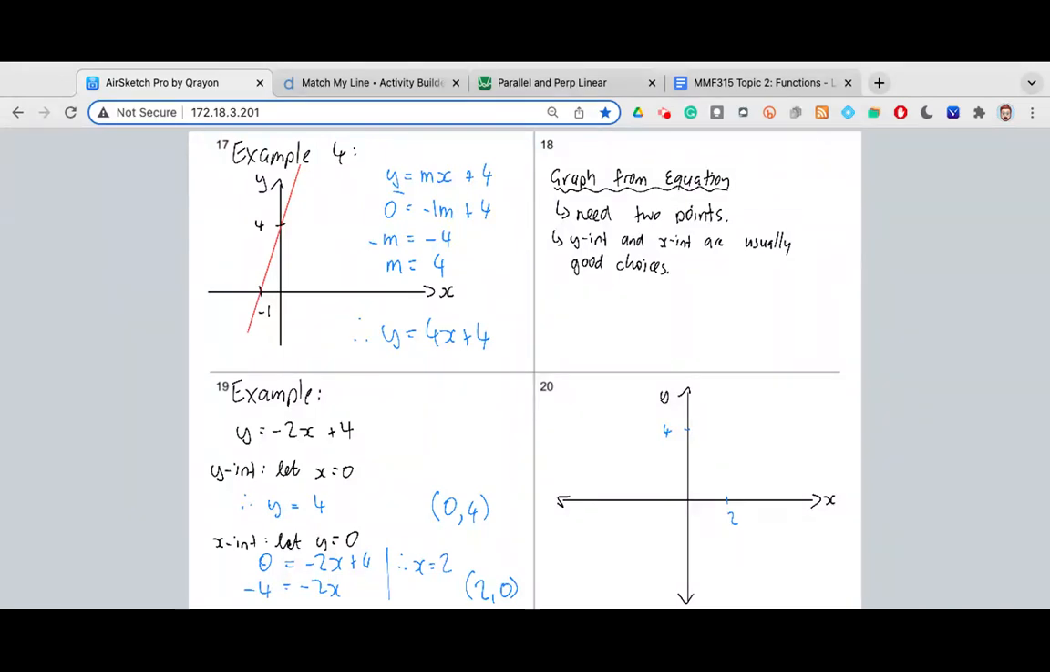Now, by the looks of it, I'm going to be going downways. Does that make sense in terms of the graph? Yeah, it's got a negative gradient.